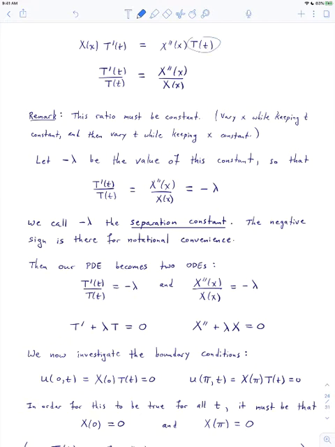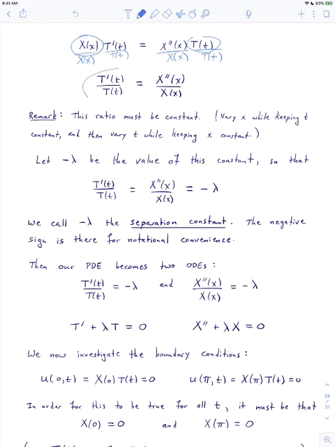So we divide that over here, like so, and then we divide this function capital X over to the other side. So we divide by capital X and put that over here. And we're dividing by this T of t. So what happens is you end up with this equation here.